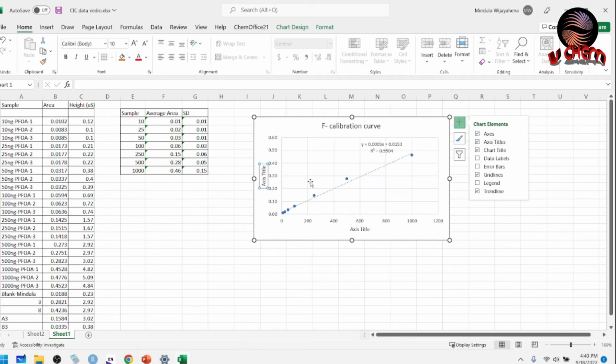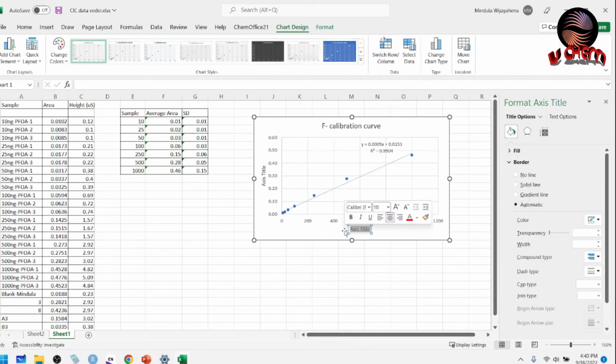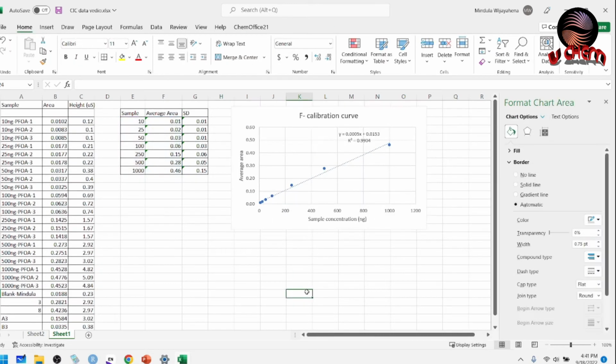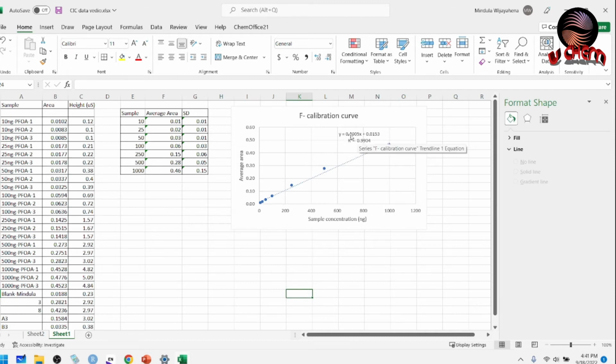Then we need to have axis titles, yes. Now you have axis titles. Here is, not the average area, this is the sample concentration. In my case those are in nanograms, and the axis title over here will be average area, nice. Now you have the calibration curve. So one can use these data.